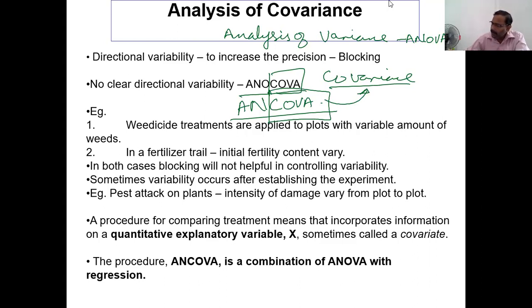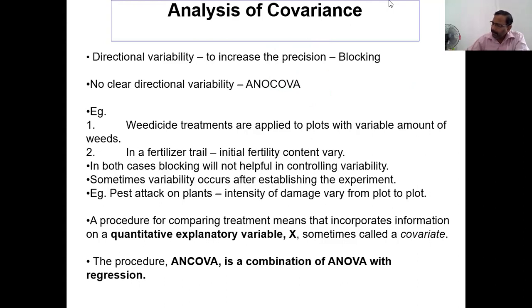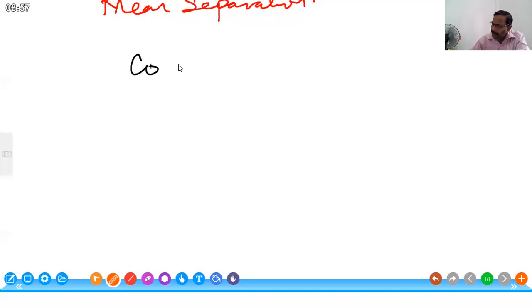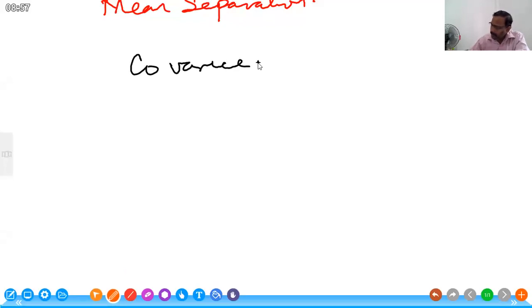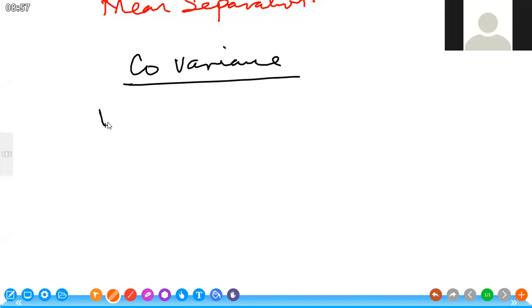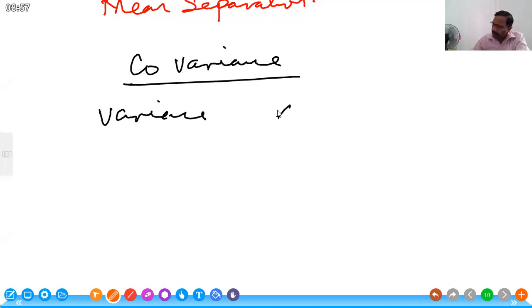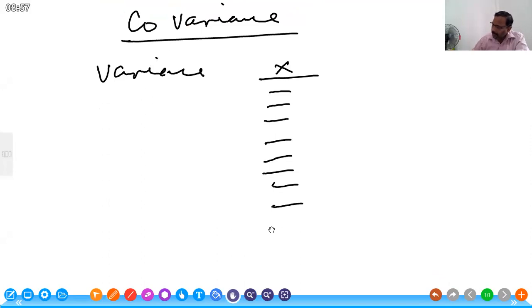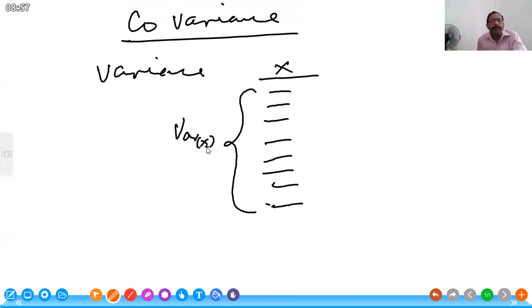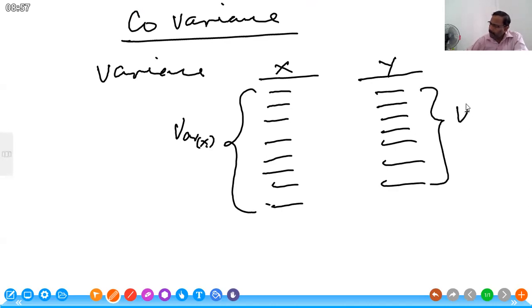Actually, what is covariance? Just to introduce some terms. Let's say variance. I have a variable x with some values. This is the random variable x. If I calculate the variance of this, it is called the variance of x. If I have another variable y and calculate its variance, it is called the variance of y.